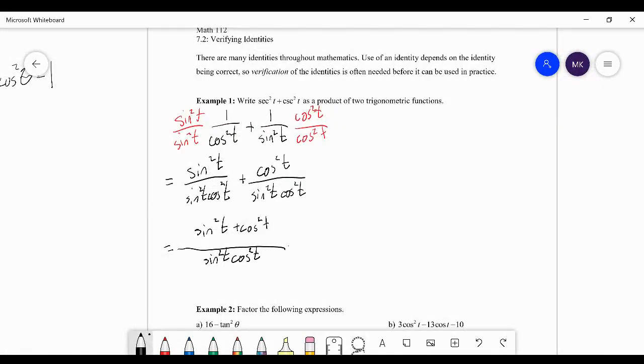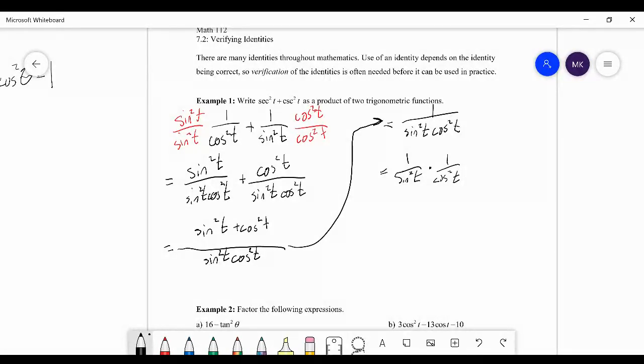So what's really cool is that means this is really just 1 over sine squared t cosine squared t. Now, what's cool with this product, we know when we multiply fractions, we literally just multiply the tops and the bottoms together, right? So I can actually split this singular fraction to be 1 over sine squared t times 1 over cosine squared t. The reason why is because 1 times 1 is 1.